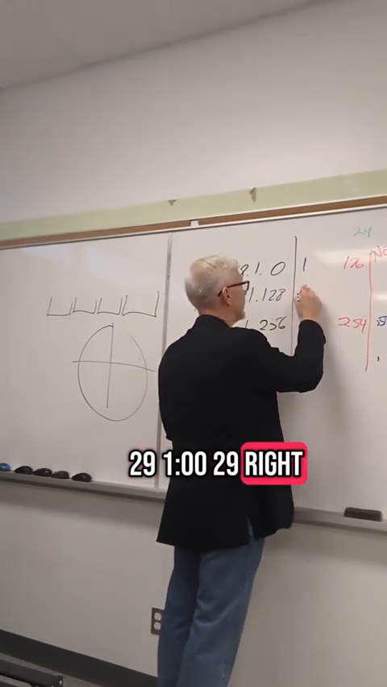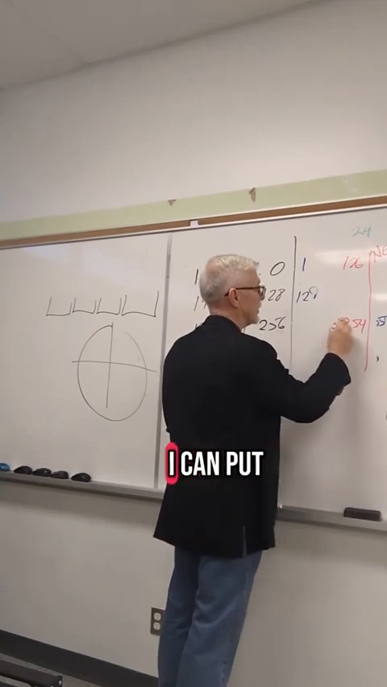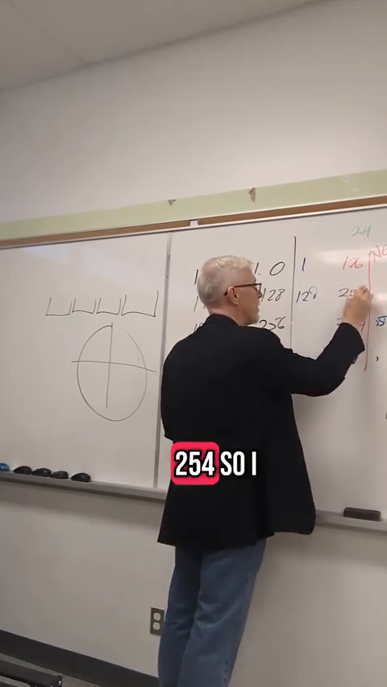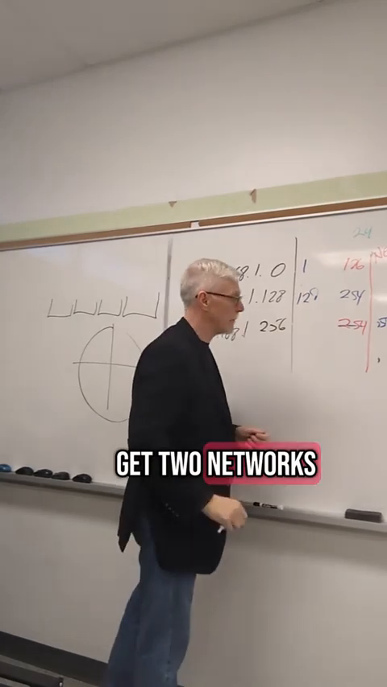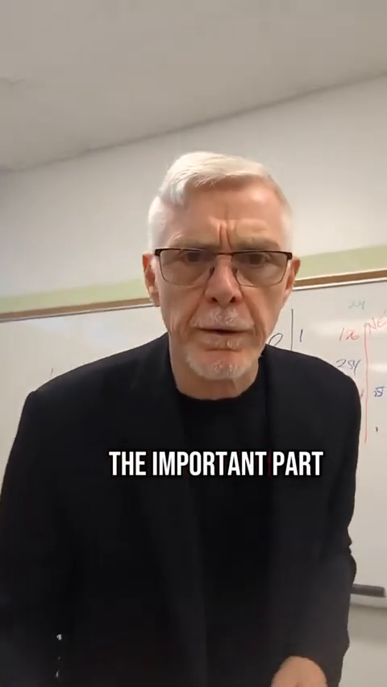129. Right? Actually, I'm going to put this up here. 254. So I get 2 networks. Increment. Are you following? Because this is the important part. Okay, good.